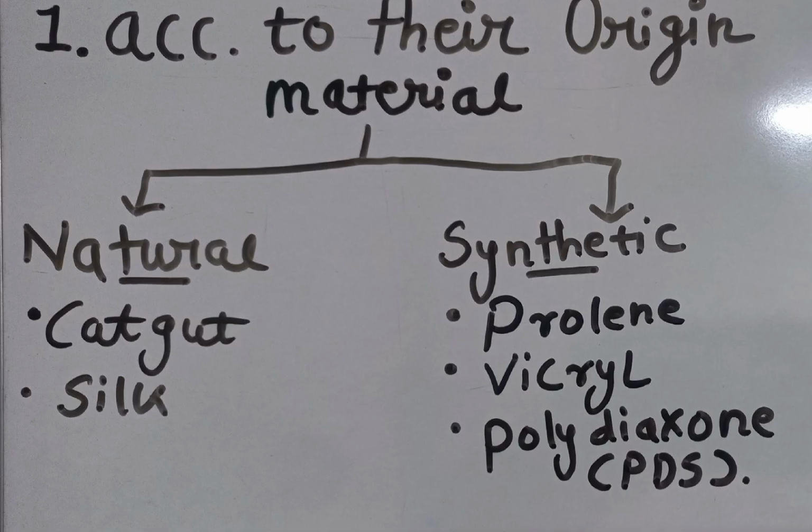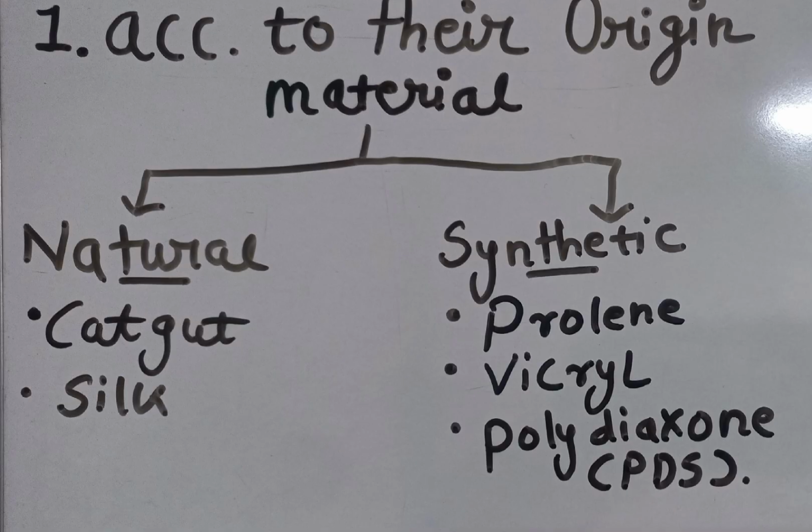First, according to the origin material of the suture, it is subdivided into two types: natural sutures and synthetic sutures. Natural sutures are derived from natural sources, and synthetic sutures are derived from synthetic sources. Firstly, the natural sutures. Examples of these are the catgut suture and the silk suture. For further information, catgut is derived from the animal intestine, and silk is obtained from the silkworm.